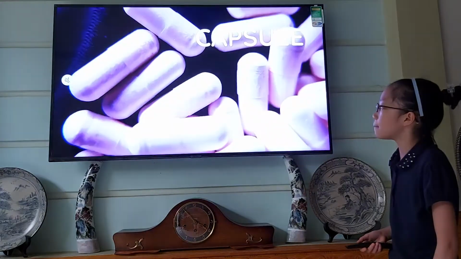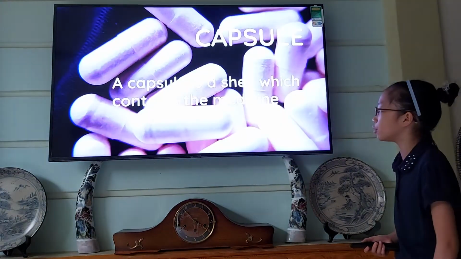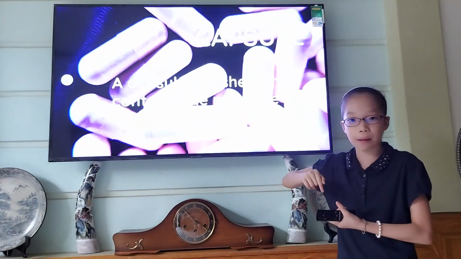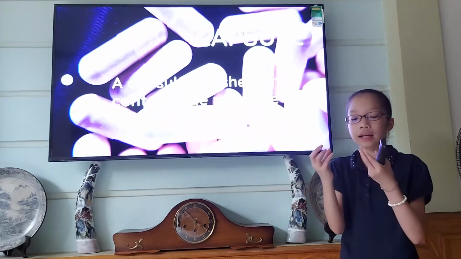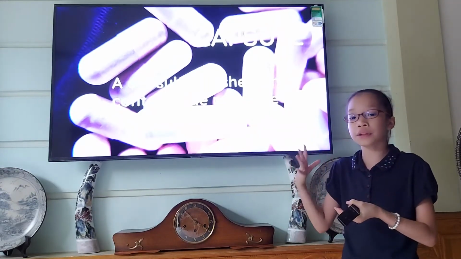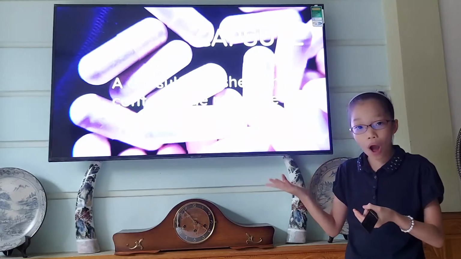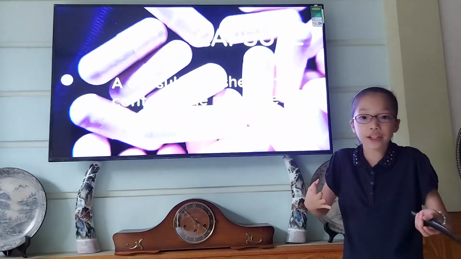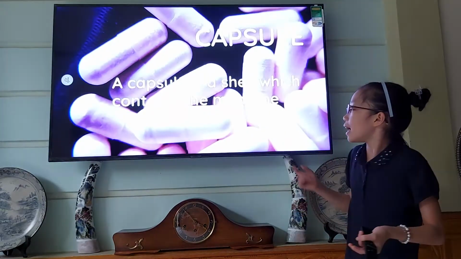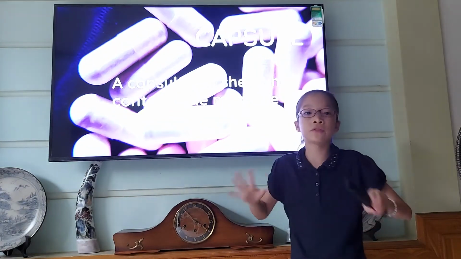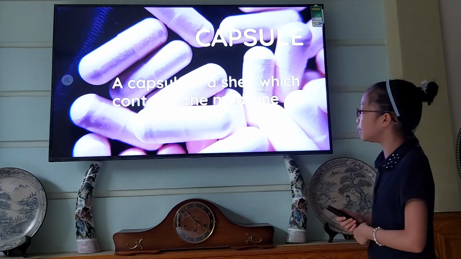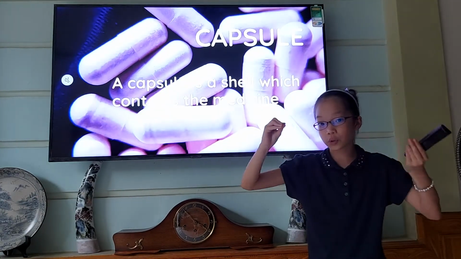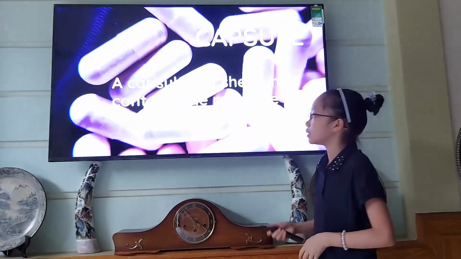Another kind of medicine is capsule. A capsule is a shell which contains the medicine. So here's a capsule, and inside the capsule is the medicine. Sometimes you can throw away the cover of the capsule and drink the medicine with water, but that's way too bitter. So I think that if you do not want it to be bitter, then you just need to drink it. Don't throw away the cover, because the cover is full of vitamin. So the capsule, interesting medicine, right? If you want to open this, you just need to hold the two ends and open the capsule. So here is a capsule.